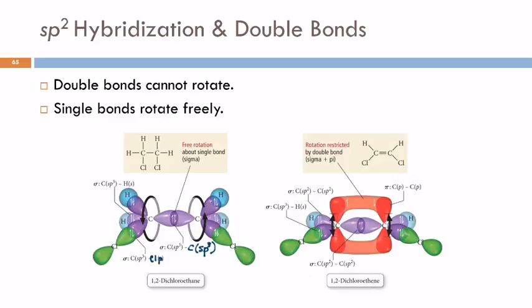And that double bond doesn't rotate because of this overlap that's perpendicular. These p orbitals don't swing around on the nucleus. They retain their orientation. And so in order to spin this end, like I did over here, you're going to have to break that bond. Okay? Single bonds rotate freely. Double bonds do not rotate.